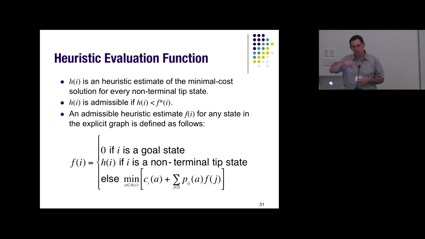How do we solve that? Well, one thing you can do is run value iteration on the explicit graph. Maybe your state space has billions of states, but you just started the search and now you have 100 states. You can run value iteration on that. So remember, tip nodes have their own heuristic values, goal nodes are zero, and for the internal ones you use this update, and you use just value iteration, and you don't need to run it until convergence.